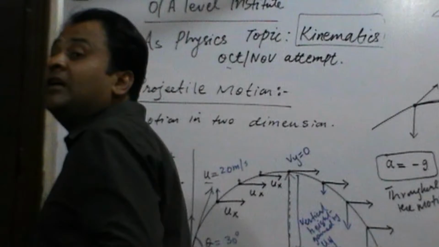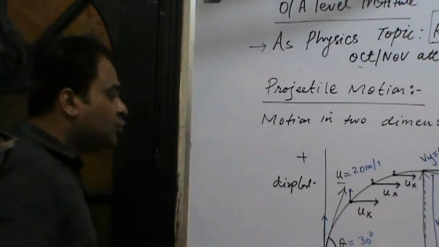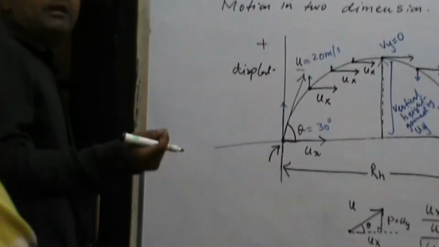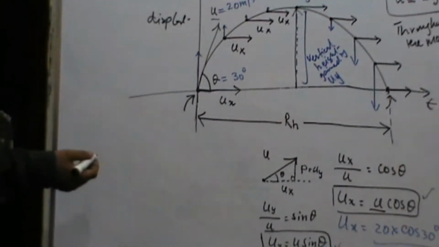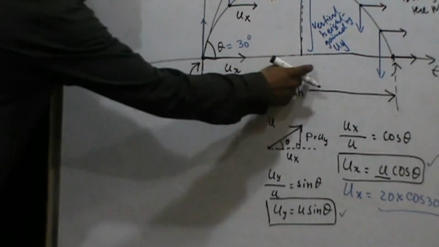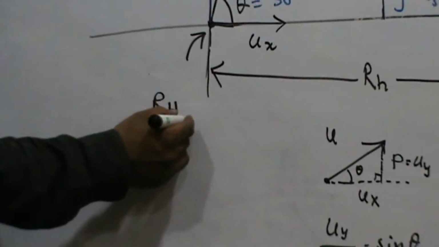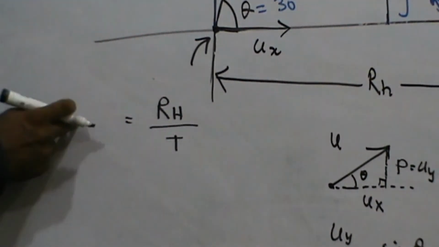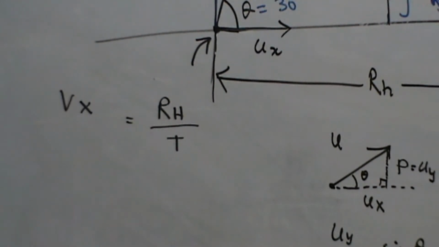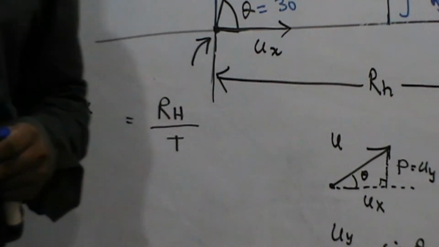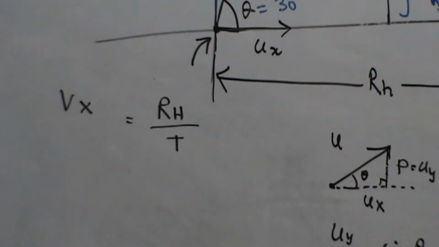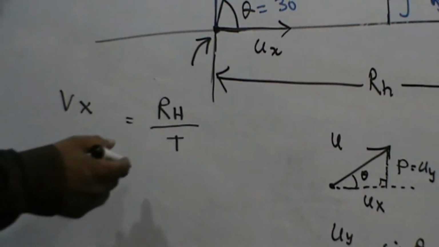So simple, क्योंकि speed doesn't change in the x-axis, so I can apply the logic. Simple formula: speed is equal to distance over time. This distance is the horizontal range. This is what I'm asking. Horizontal range is the distance divided by time taken will give you vx, which is the horizontal component of the velocity. Because it is constant, that's why this formula can be applicable.